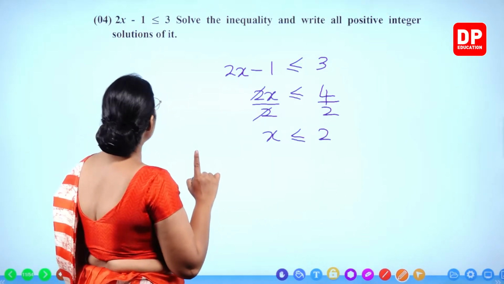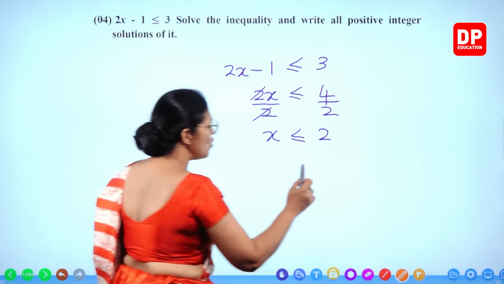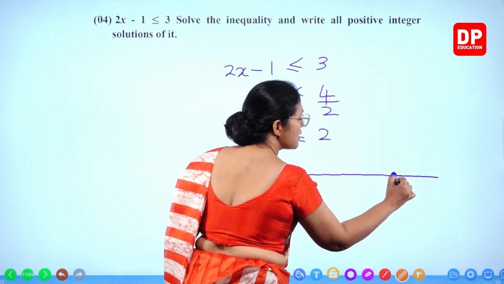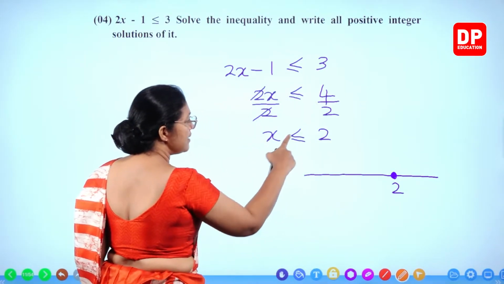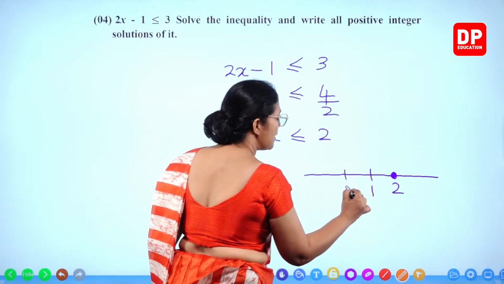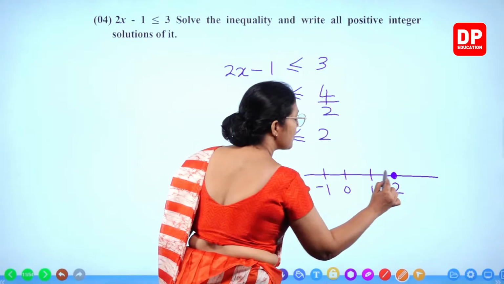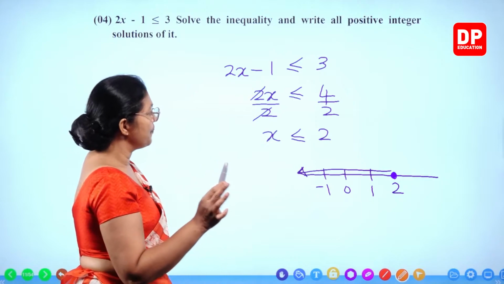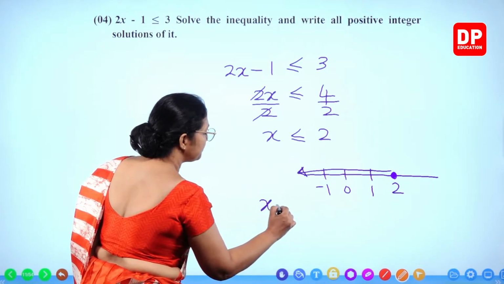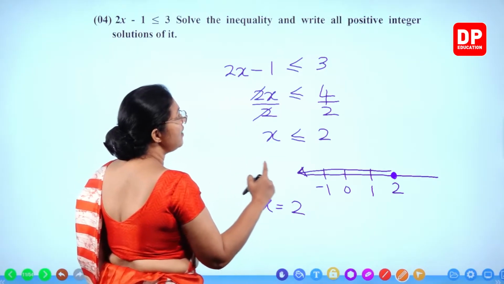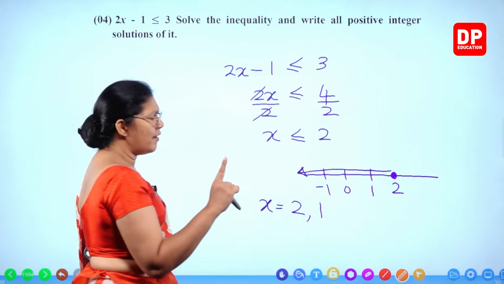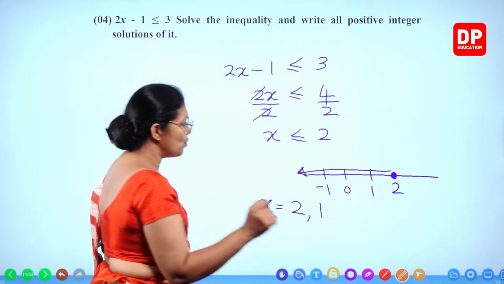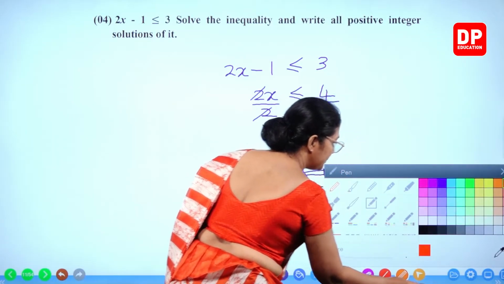Then write all positive integer solutions of it. So when you take the number line, this is 2. 2 is included. So draw a solid circle on top of 2 and this is the less than side. So less than side means all the values to the left you can consider. But you need only the positive integers. So you can write x can be 2 and 1. Can you write 0? 0 is not a positive integer. So you can only write 1 and 2. So you get 2 marks for that.